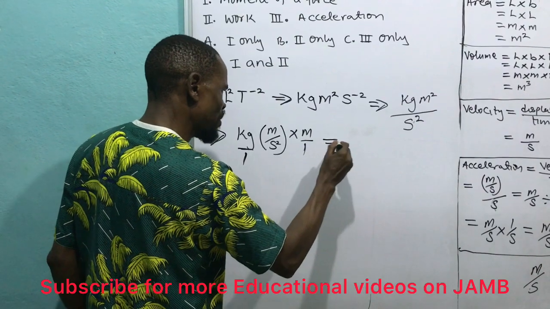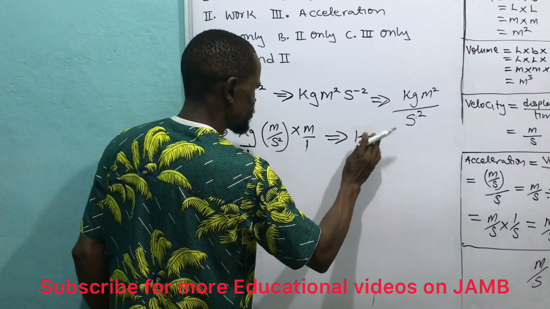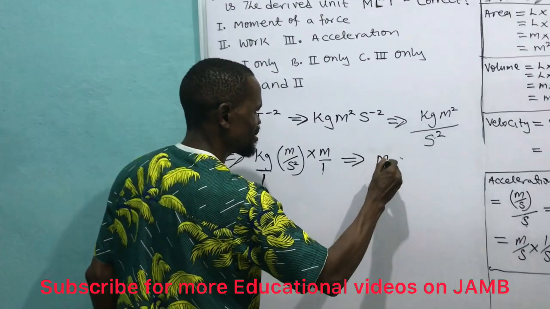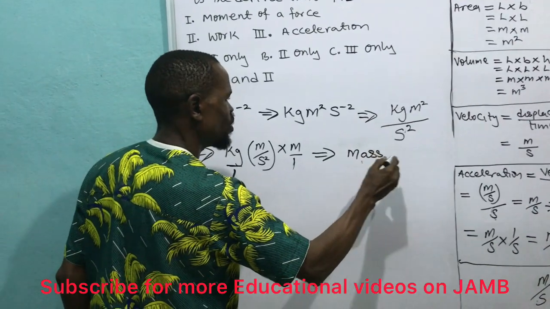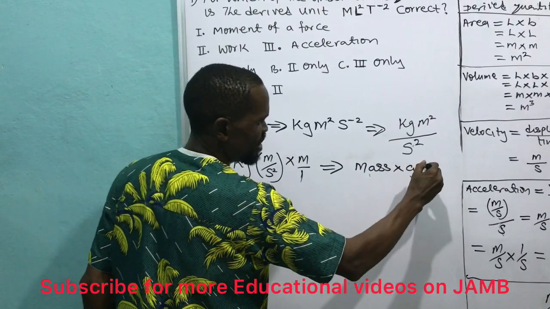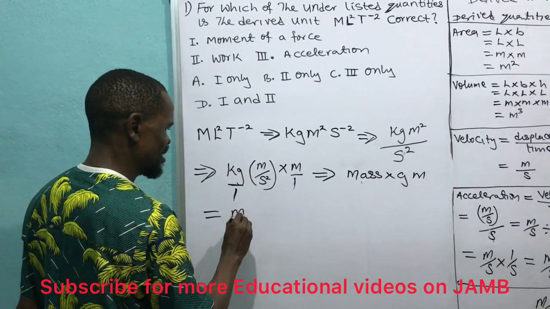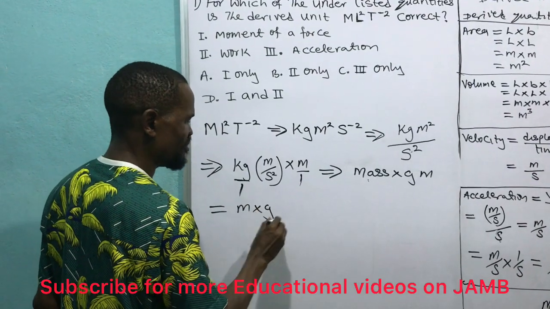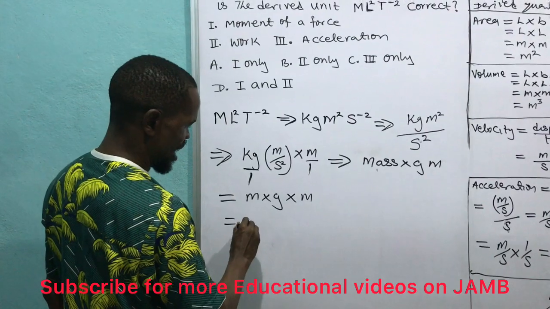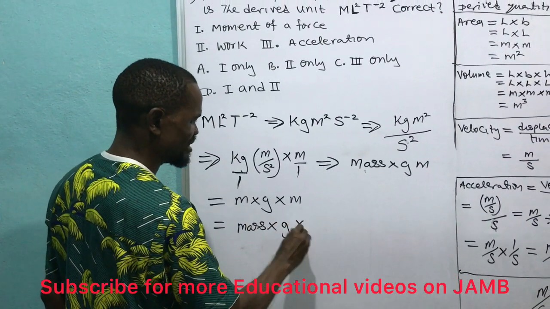And this implies that kilogram times acceleration, which is mass. This kilogram becomes mass, times what? Acceleration, which is g, then times what? The meter. And what's the meter? You remember that the mass times acceleration due to gravity times meter simply means the same thing as the mass times acceleration due to gravity times distance.